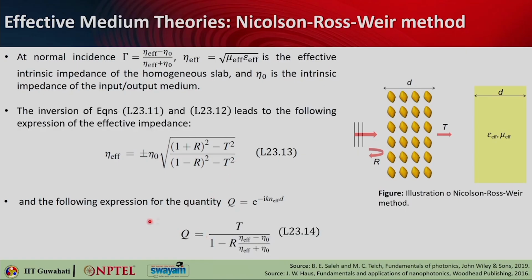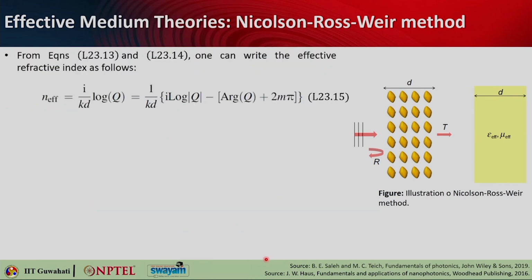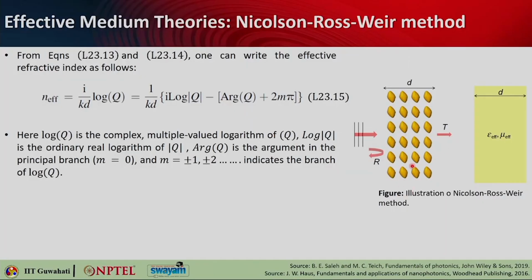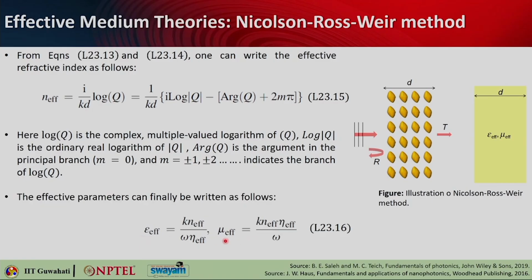Okay. And you can also find out the quantity Q. This particular Q is given as e to the power minus i k n effective d. So, Q is calculated as T over 1 minus R times (eta effective minus eta naught) over (eta effective plus eta naught). So, these are some formulas that tell you how to obtain n effective. Okay. I will not go into the details of this formula. The whole idea is to tell you that it is also possible to find the effective permittivity of a system which has a metamaterial kind of design, where you have inclusions or particles arranged in this kind of format. Okay. So, with this you can obtain epsilon effective and mu effective.